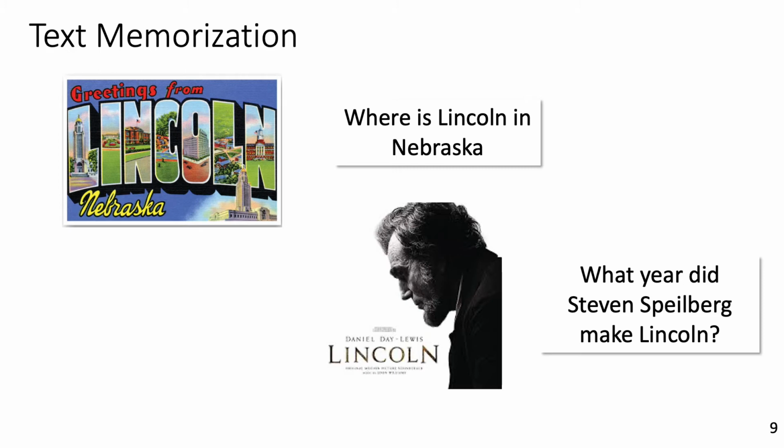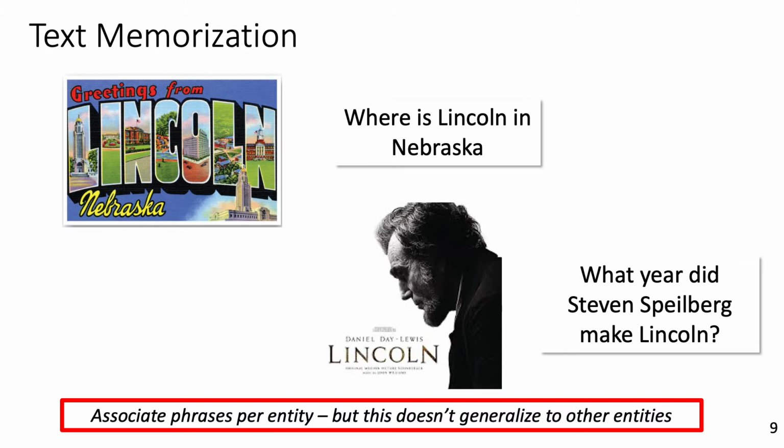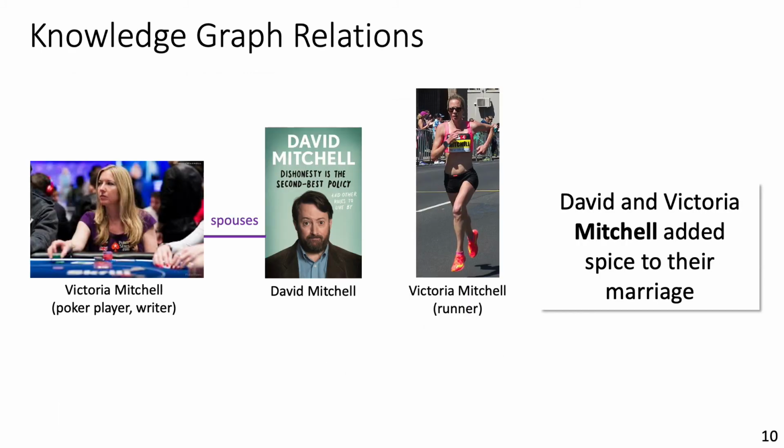However, because these patterns are associated per entity, they are not going to generalize to other entities. Just because I learned something about Lincoln, Nebraska, does not mean I know anything about other cities in Nebraska, for example. Now, alternatively, you can also disambiguate with knowledge graph relationships.